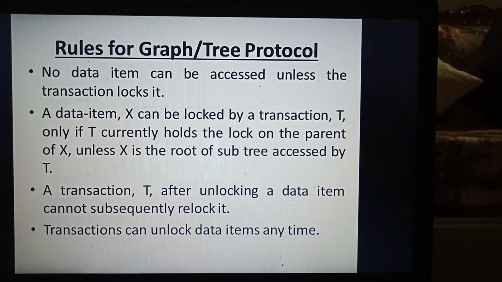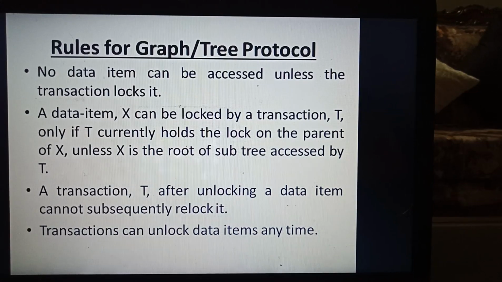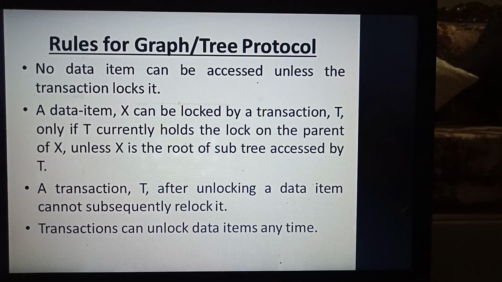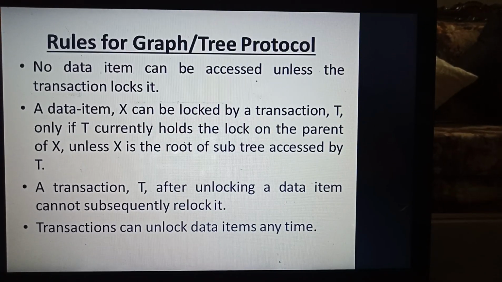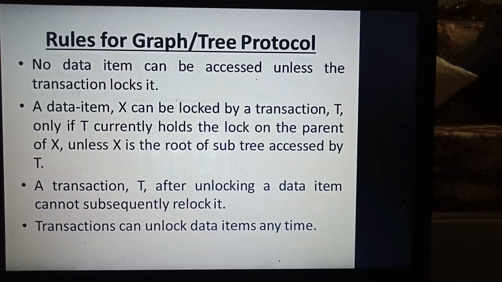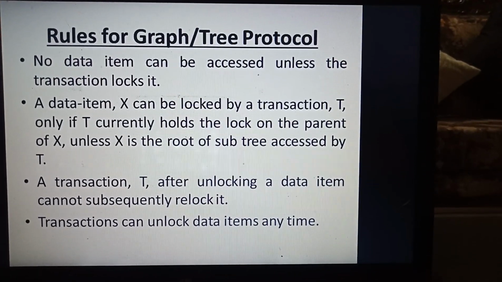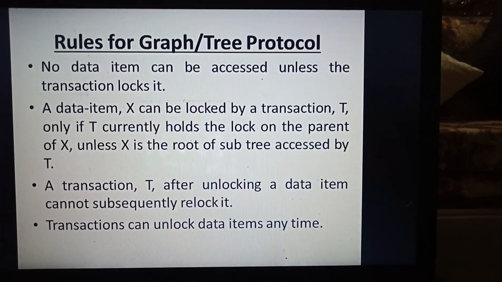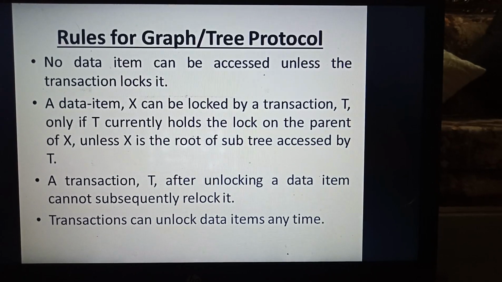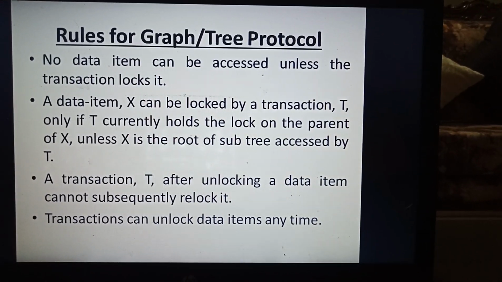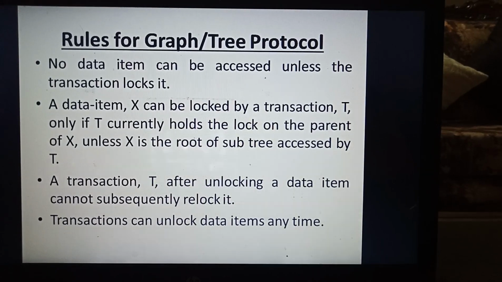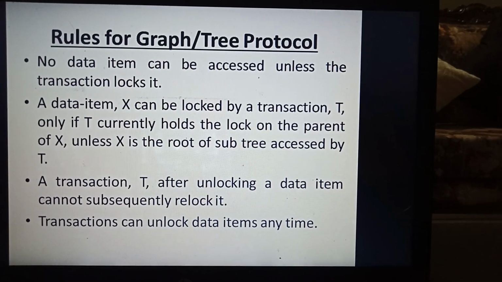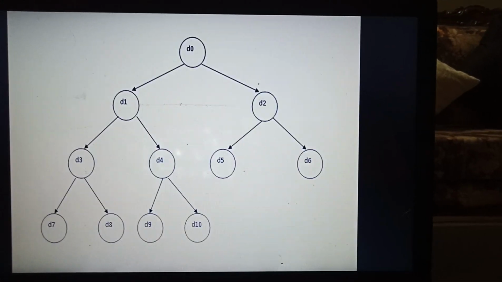Third rule is a transaction T, after unlocking a data item, cannot subsequently relock it. This is also very simple. A transaction cannot relock a data item after unlocking it. Last rule is transactions can unlock data items any time. In two-phase locking we had a restriction that we can unlock the data items only in the shrinking phase. But here transactions can unlock data items anytime.